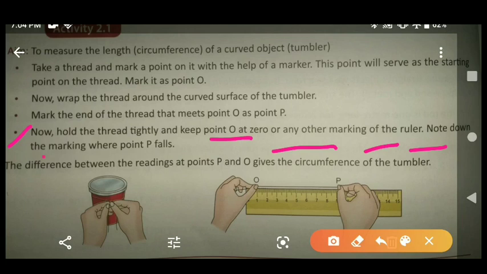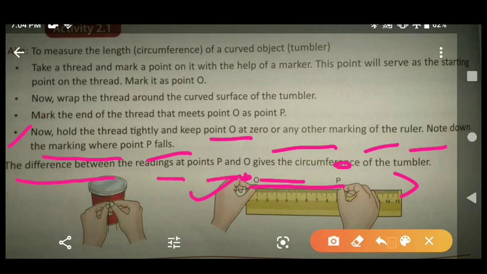Note down the marking where point P falls, like in this figure, initial point and final point. Note down the total reading. The difference between the reading at point P and O gives the circumference of the tumbler. So by this we can find the circumference of the tumbler.